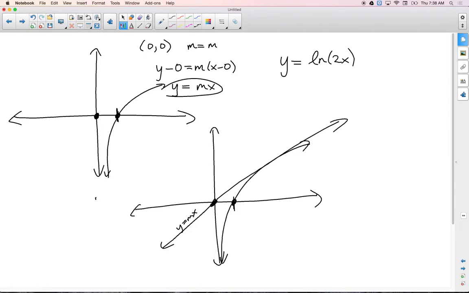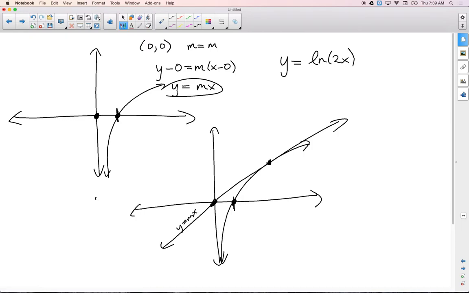You with me? Still good to go? So with that said, I want to figure out that point. I've got to figure out the point where that happens. Okay? So I know that this tangent line has the point (0, 0) on it. You still with me?